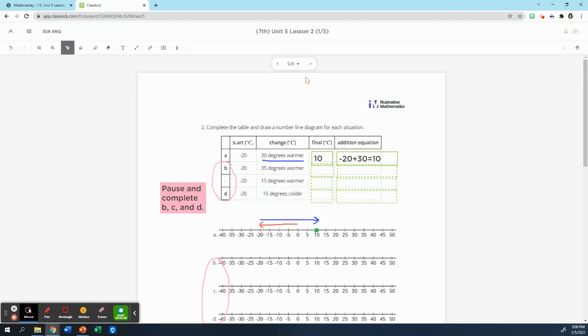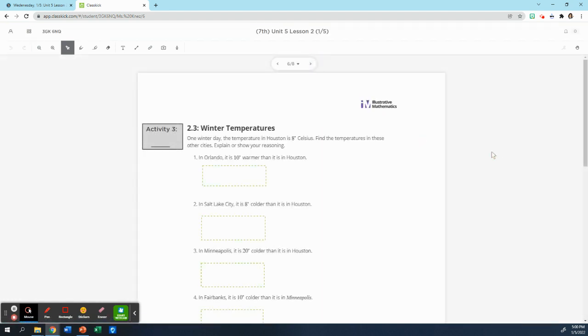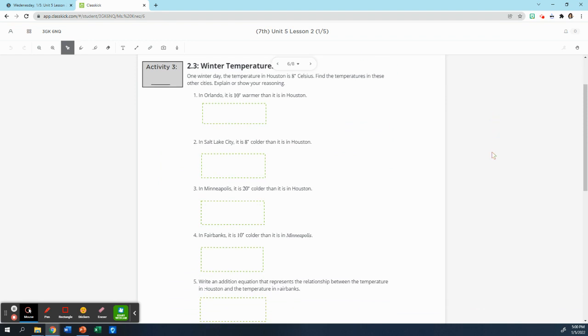Okay, you should have completed B, C, and D on your own. Let's take a quick look at slide 6. I'm going to have you do slide 6 on your own, but let's read the question together first. One winter day, the temperature in Houston is 8 degrees Celsius. Find the temperature in these other cities. Explain or show your reasoning. In Orlando, it's 10 degrees warmer than Houston. So remember, you know the temperature in Houston, it's 8 degrees Celsius.